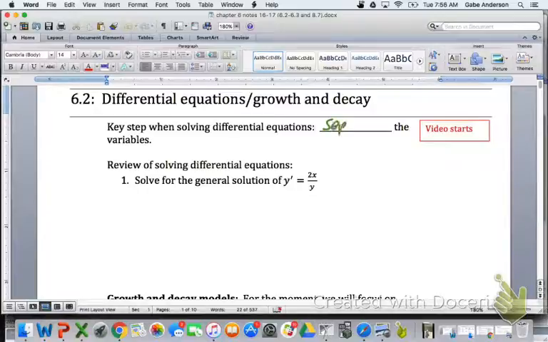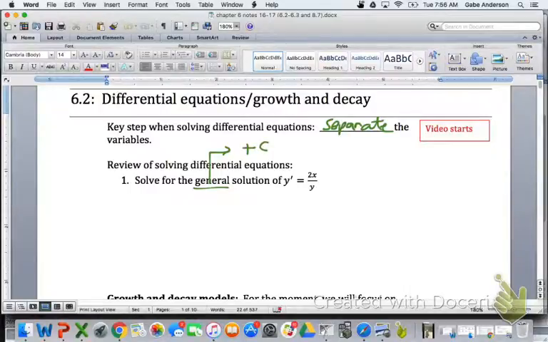There are many differential equations in which the variables cannot be separated, but in our class we're going to be focusing on simply those. So make sure that you look to write down and get that key step going. Okay, so let's review how to do this. We've got a differential equation, y prime equals 2x over y, and we are asked to find the general solution. So if you remember from before, a general solution always involves a plus c on the end.